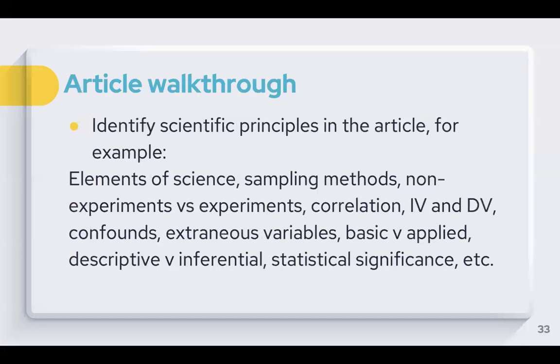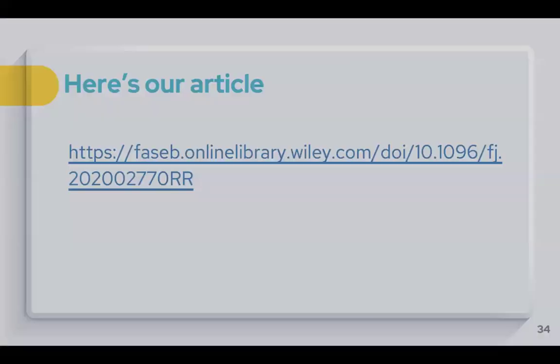And then we're going to do an article walkthrough where I identify different scientific principles in an article. So for example, we'll look at the different elements of science, maybe some extraneous variables, etc. We'll do that in a second. Actually, I think that's going to be a separate video so that these videos aren't super long for you. And then we'll do a separate video on the naturalistic observation project. Okay, so we'll end this video now.